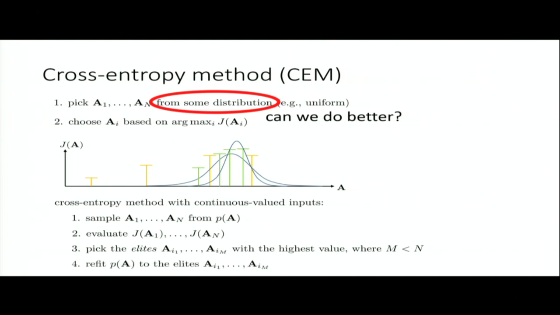And then in step four, we refit our distribution to just the elites. So that's where we had these 4 yellow samples, and we fit the Gaussian to just the 2 best yellow samples. Yes, there's a question.